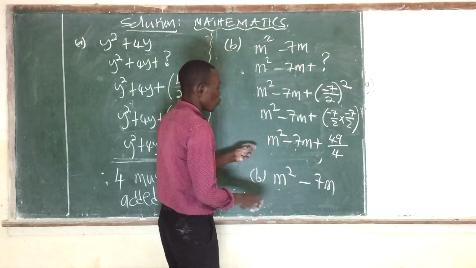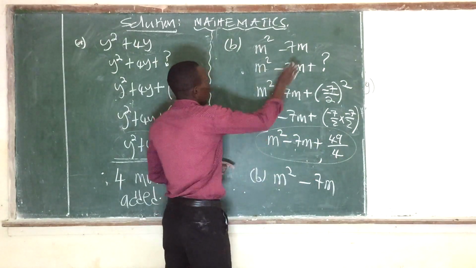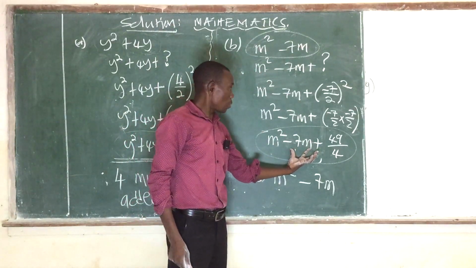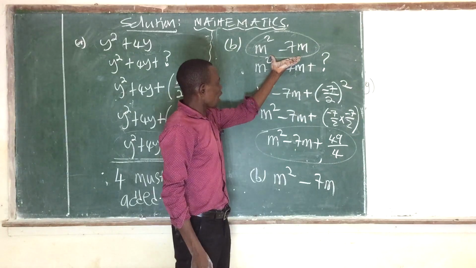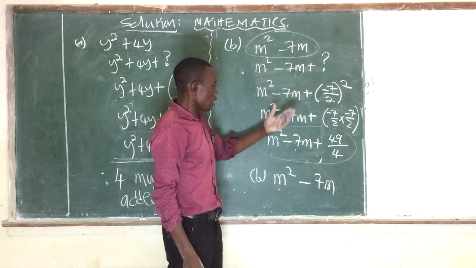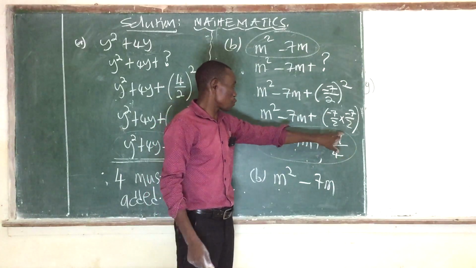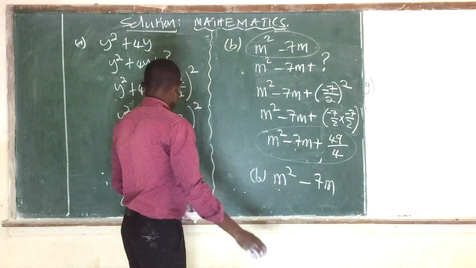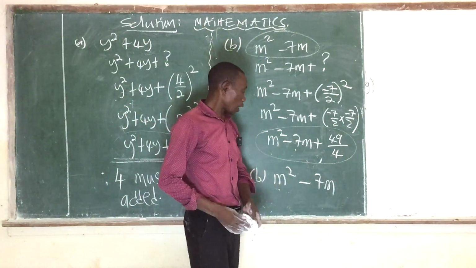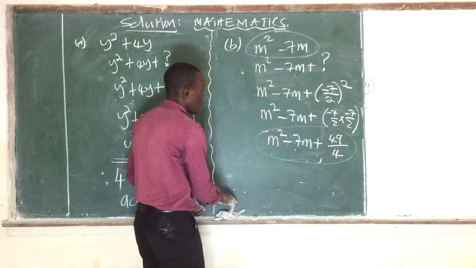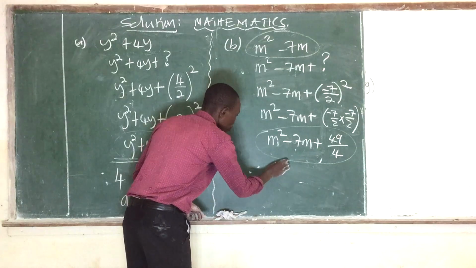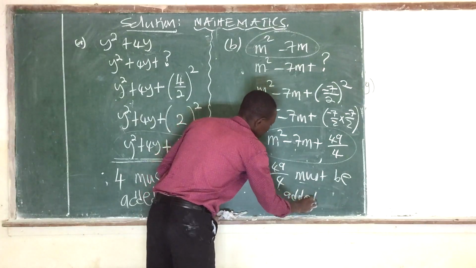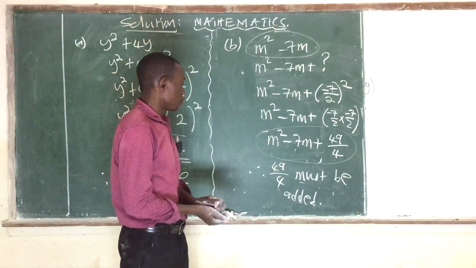So which means here again, if you compare what we have here now at large and what we had here earlier, you find that this is m, negative 7m, negative 7m. But after tampering with this expression with all these processes, we have found that we have got an additional term, which is 49 over 4. So which means now a third term in this case is the one that must be added to this one to make this a perfect square. So what we have here, therefore, in this case, 49 over 4 must be added to make the expression a perfect square.